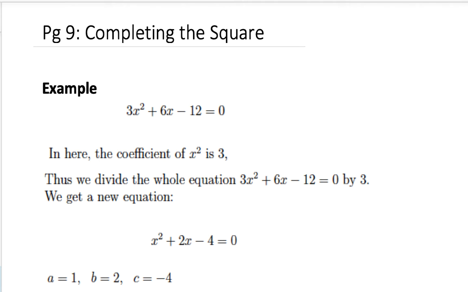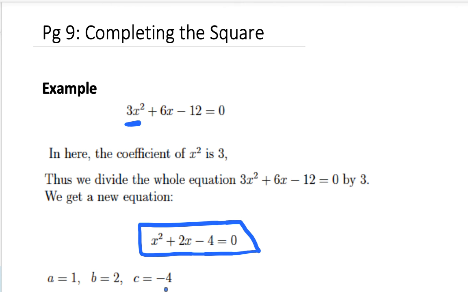Now here we have a quadratic equation given by 3x squared plus 6x minus 12 equals 0. The very first step, guys, is to have the coefficient of x squared to be 1. So we divide this whole equation by 3. And we get a new equation, x squared plus 2x minus 4. Let's write down the a's, b's, and the c's here. So a is 1, b is 2, c is -4.